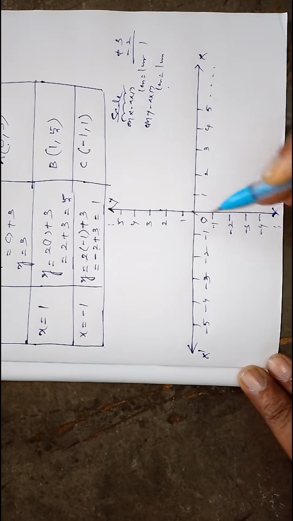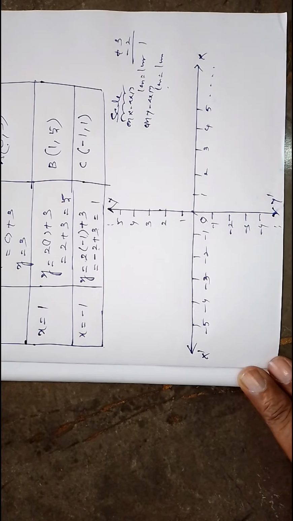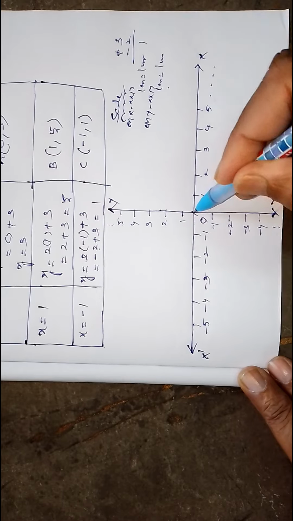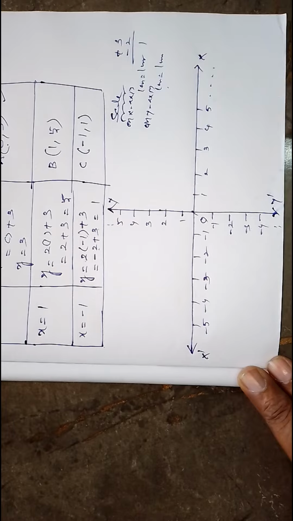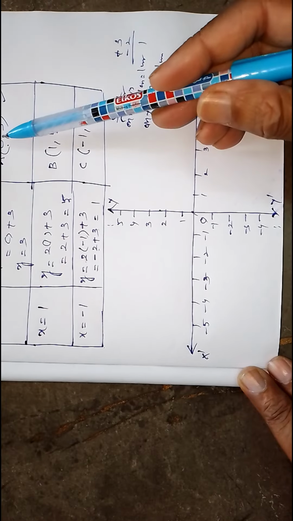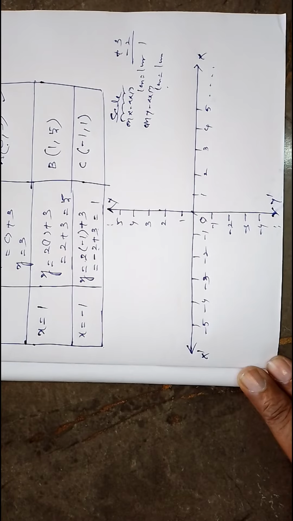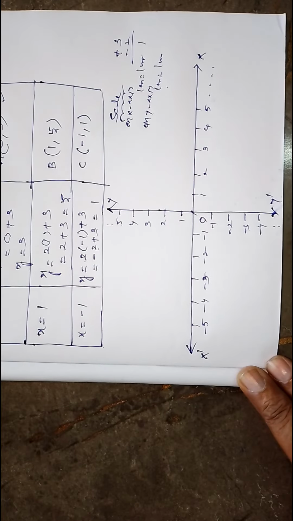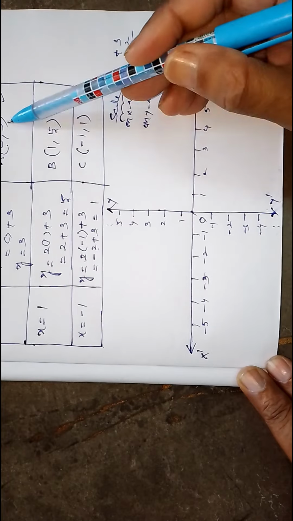Okay, so after taking all these points, in the previous video I explained how to plot points on a graph sheet. This is the origin. Origin means the starting point. So first I take the point here: 0, 3. I already explained that in an ordered pair, if either the x or y coordinate value is 0, it lies on a coordinate axis, either the x-axis or the y-axis. Suppose here 0, 3.